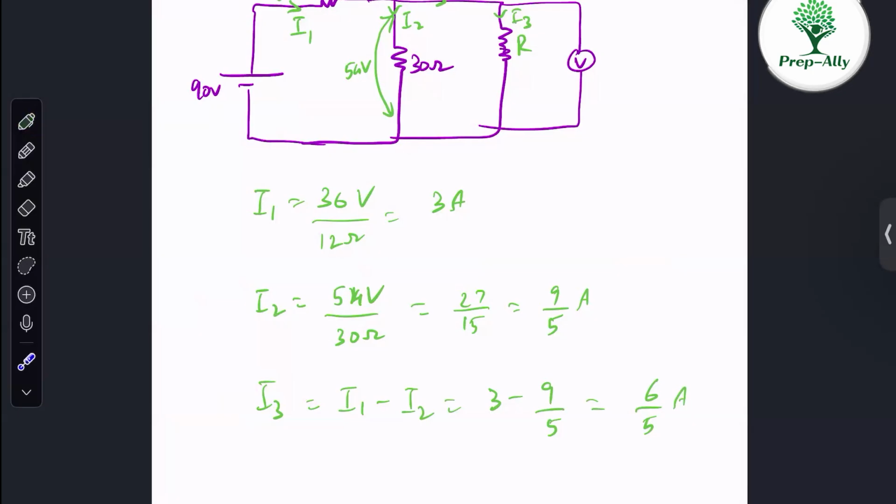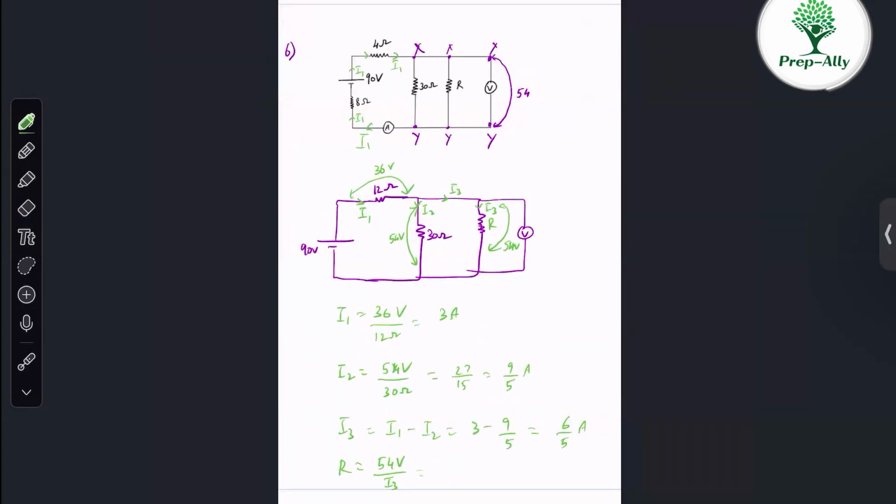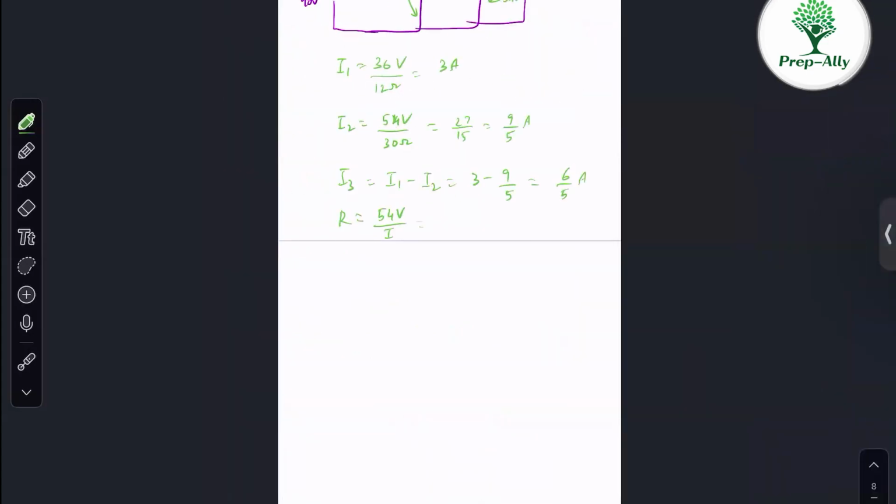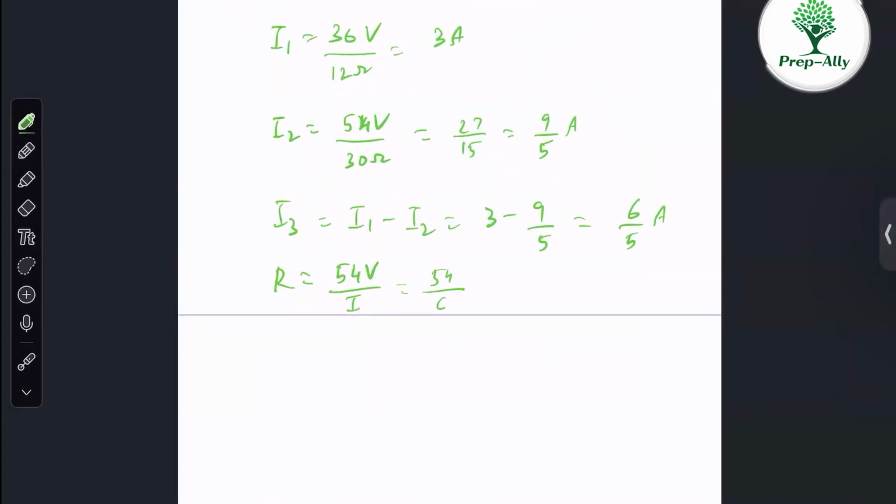Now we know the current through this resistor. We have to find the potential drop across the resistor. That is also given, because that is the voltmeter reading of 54 volts. Then R will be equal to the potential drop across the resistor divided by the current through the resistor, I3. I3 is 6 by 5. So 54 divided by 6 by 5, so 45 ohms.